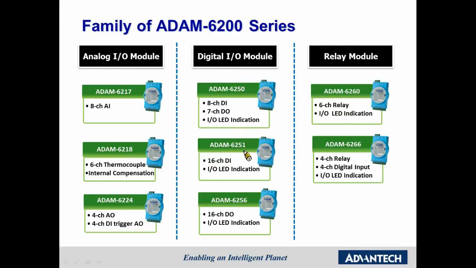The 6251 will have 16 DIs with I/O LED indication, and the 6256 will have 16 channels of DO with I/O LED indication. The 2 relay modules will have 6 channels of relay with I/O indication. The 6266 will have 4 relay channels and 4 digital inputs.